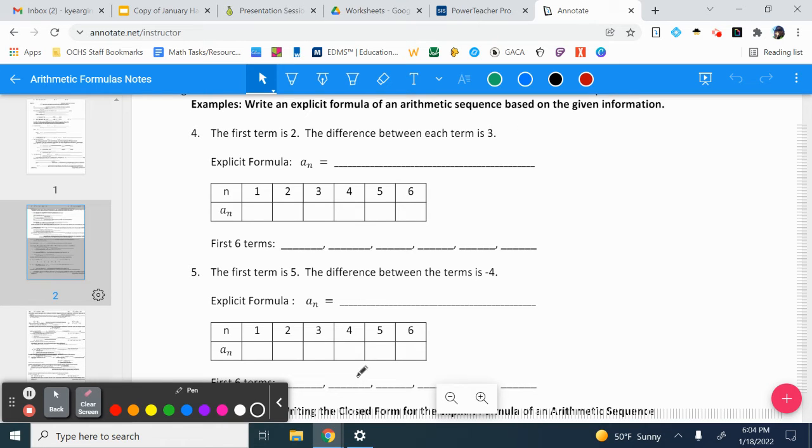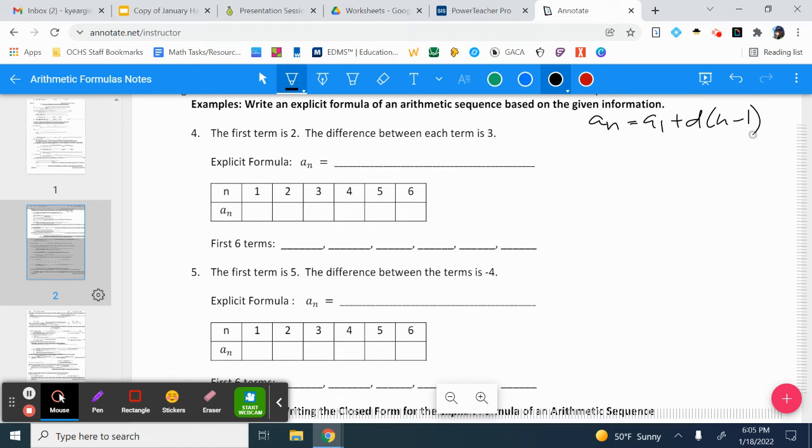which is a sub n equals a1 plus the common difference times n minus 1. So if they tell me that the first term is 2, then I know it's 2 plus the common difference is positive 3, and then n minus 1. So this will be my open form.